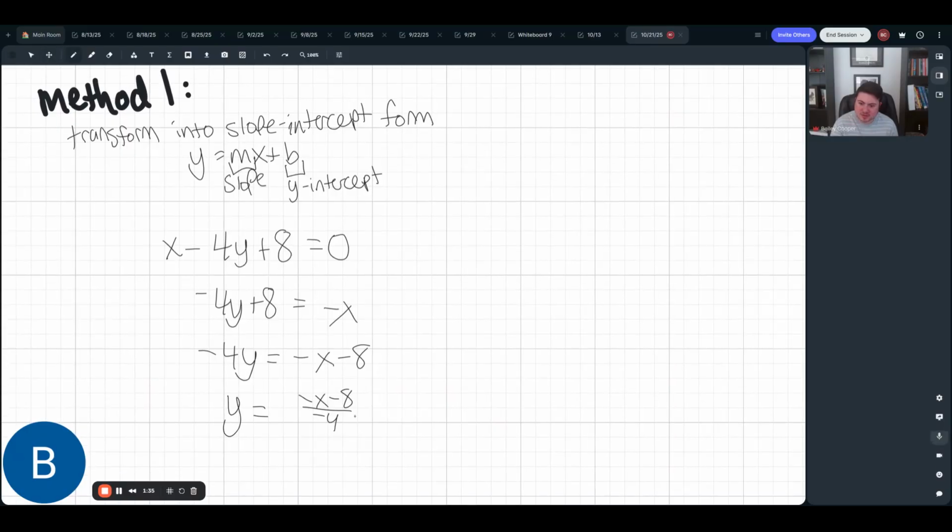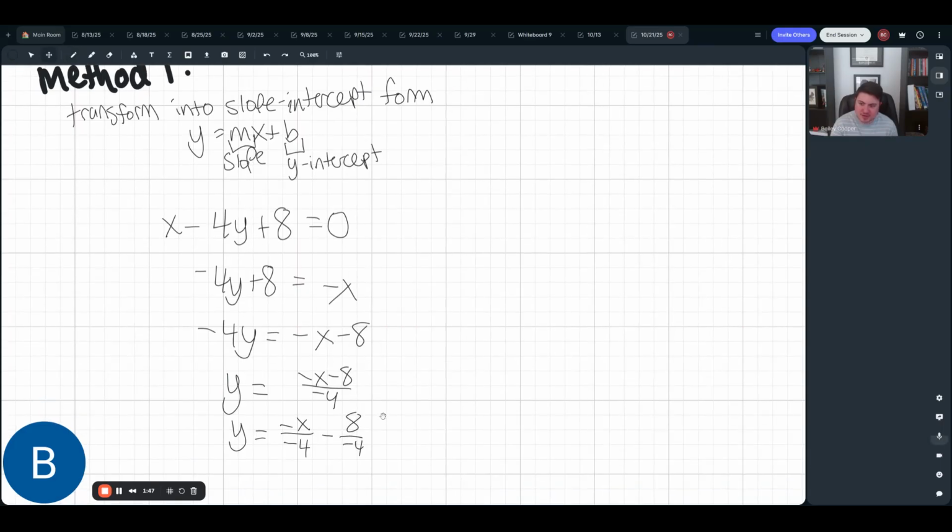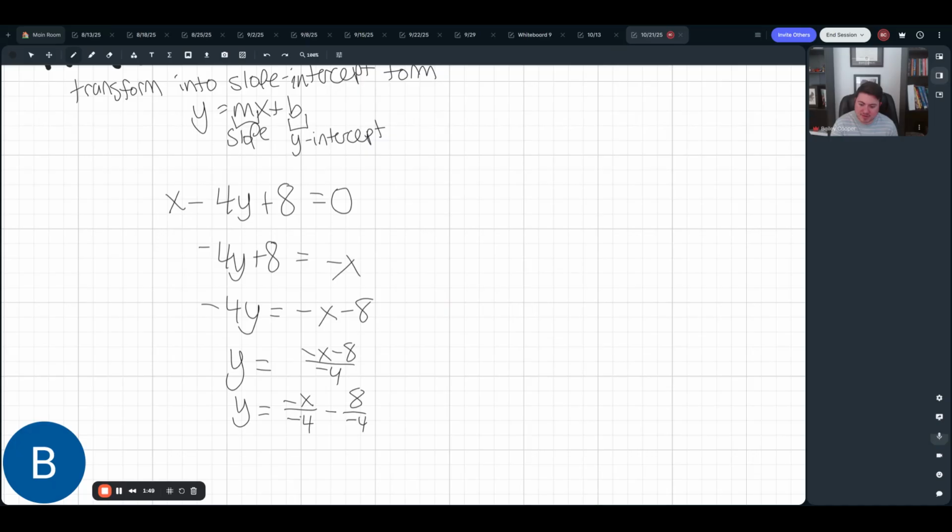And then in order to get this really looking like slope-intercept form, we're going to split these terms up. So this is the same thing as negative x over negative 4 minus 8 over negative 4. And then we have a lot of negatives going on here. So negative divided by a negative is a positive. This is going to be the same thing as positive x over 4. And then again, we have negative 8 over negative 4. That's going to turn into a positive 2.